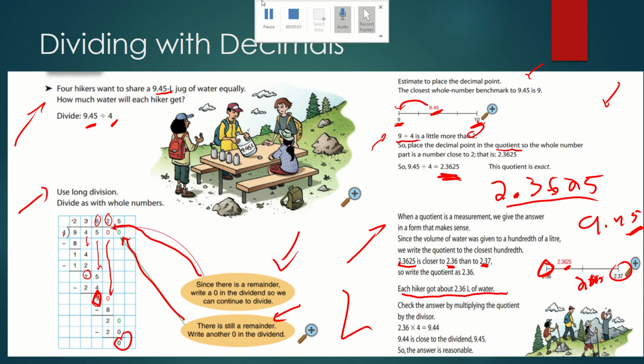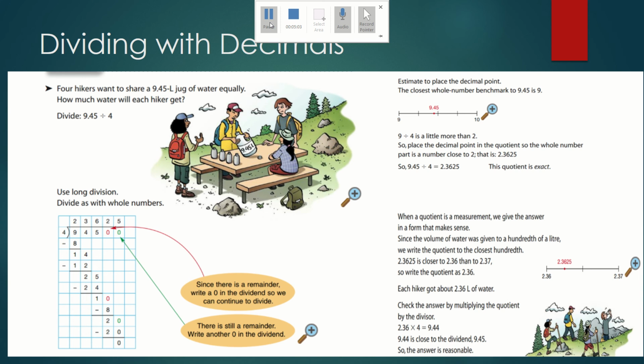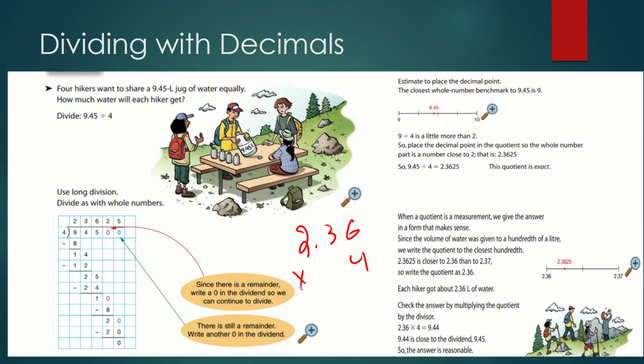So, next. Now, one thing we didn't do a lot of in the last one was check our answer. So to check my answer, all I'm going to do is 2.36 times 4. Now you're going to apply those multiplication of decimals that we learned in the last part of the unit.